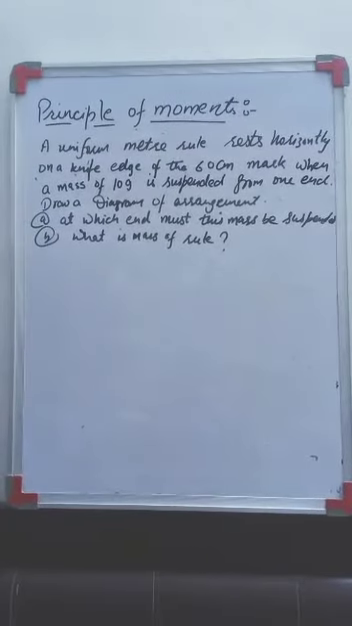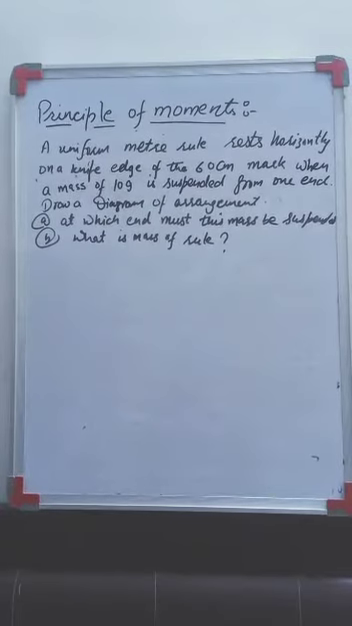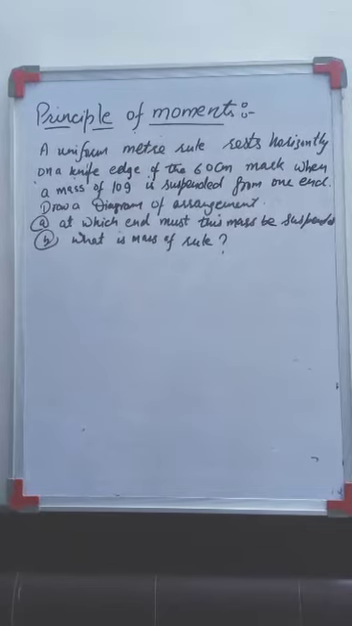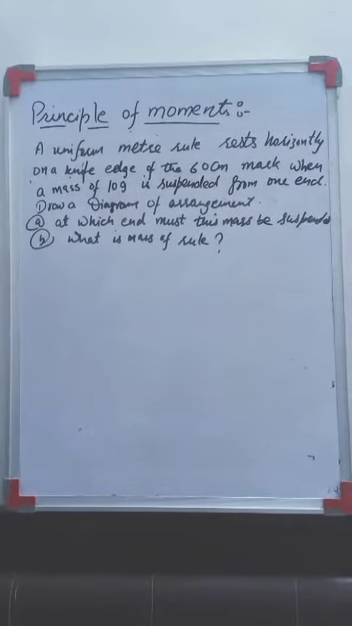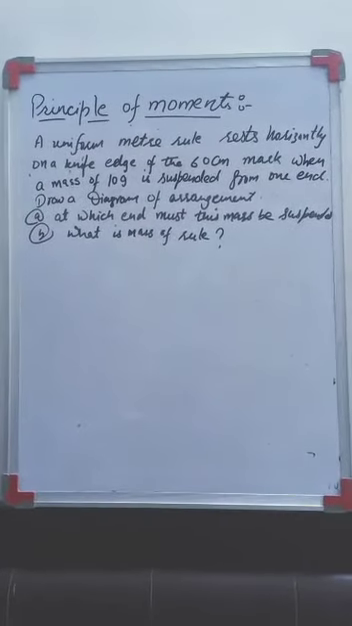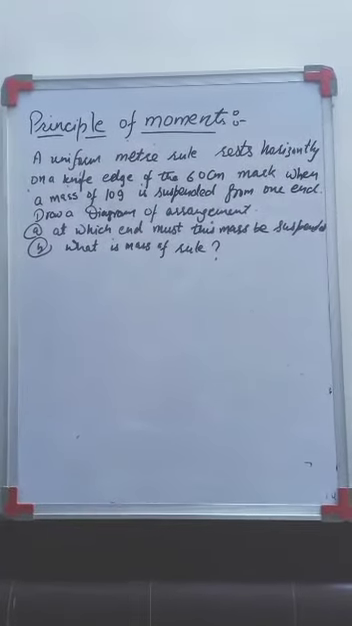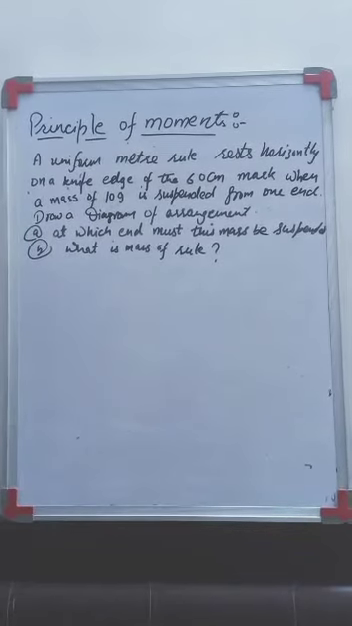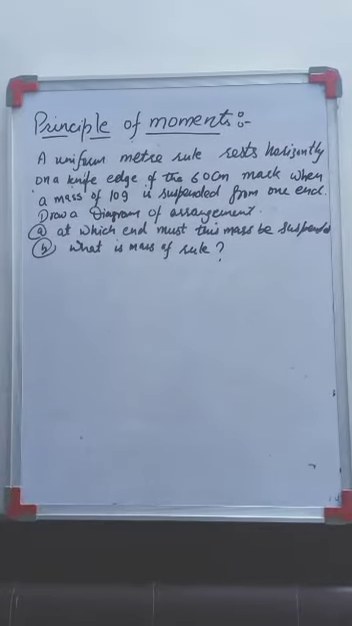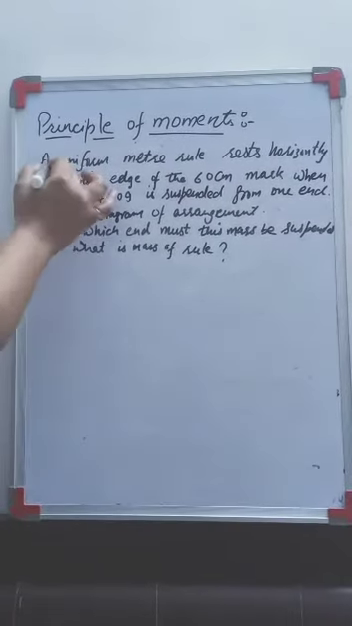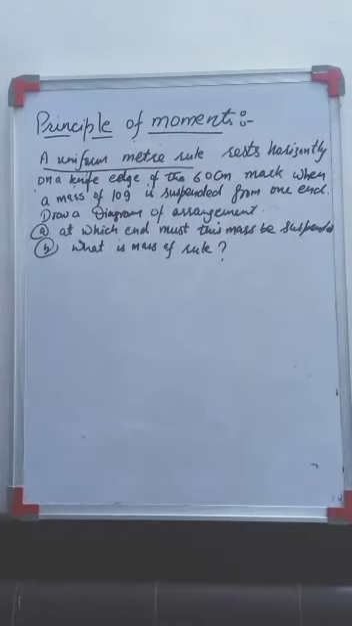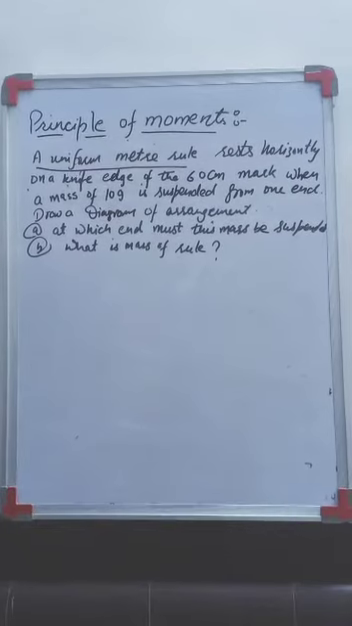Let us take a very important example. This type of question always comes in the board exam. A uniform meter rule rests horizontally on a knife edge at the 60 centimeter mark when a mass of 10 gram is suspended from one end. Draw a diagram of the arrangement, and at which end must this mass be suspended, and what is the mass of the rule? First, a uniform meter rule means the length of the rule is 1 meter, that is 100 centimeter.